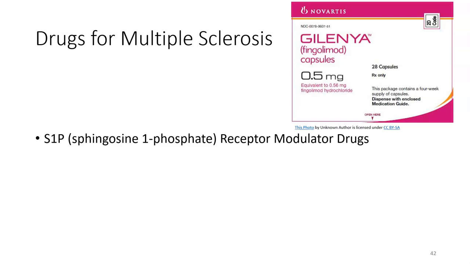And then we have S1P modulators. These inhibit an autoimmune attack on the myelin sheath of the nerve cell. S1P stands for sphingosine 1-phosphate. So again, abbreviations, much easier to remember than these crazy long science words, right? So fingolimod is Gilenya. And these drugs, the S1P receptor modulators, have the drug stem of -imod on the end. Now this is taken orally.